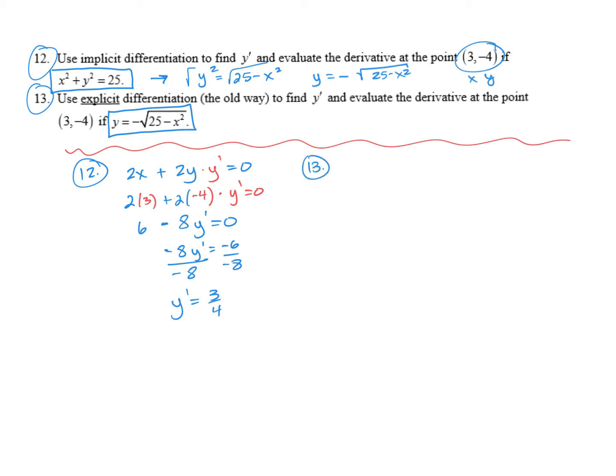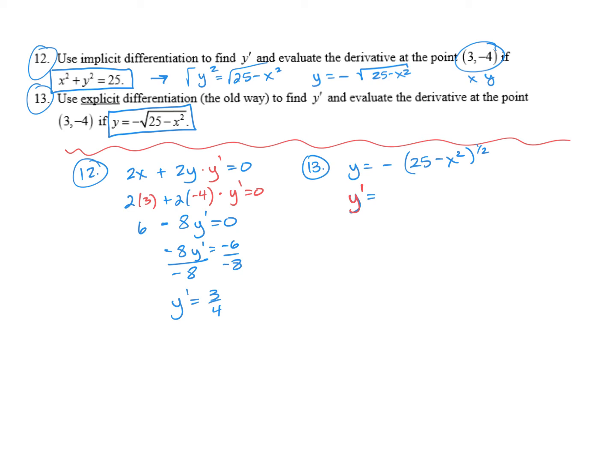So I'm going to rewrite this as y equals negative 25 minus x squared to the 1/2. Okay, so nice and gross chain rule. Here we go. Y prime equals, and see, we already have the y prime here. See how in this one, I'm going to make it red, we've done the same thing. We're taking the derivative of y with respect to x, so it's really 1 y prime. So we've been doing explicit or implicit differentiation all this time, we just didn't really realize it.